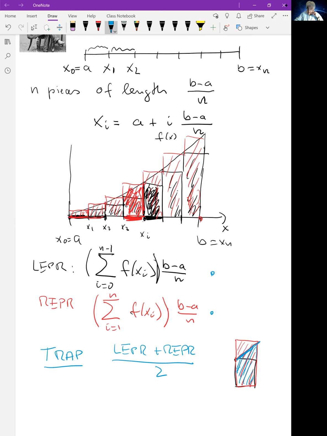Makes sense? The black one is this area. The red one is the area of the whole. And if I take the average of these two areas, then I get the area of this trapezoid here. So that means the trapezoid rule is you take these points on the curve and you connect them with straight lines, and then you compute the area of the trapezoids, and that gives you then an estimate for the area under the curve.